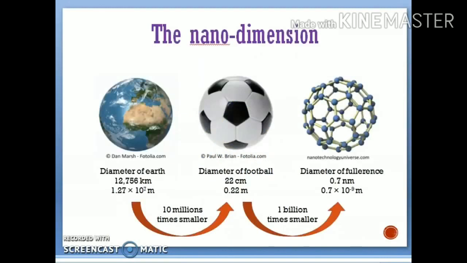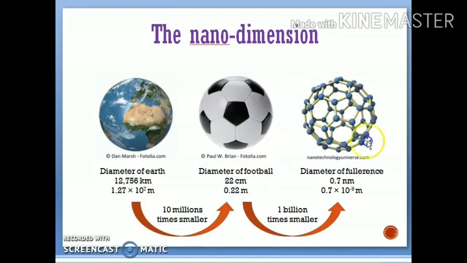Let us now discuss nano dimension. If we consider the ratio of the diameter of the earth to the diameter of a football, it is around 10 million. The diameter of the earth is 12,756 kilometers, and the diameter of a normal playing football is around 22 centimeters. So the ratio is around 10 million, and we can say the football is 10 million times smaller than the earth.